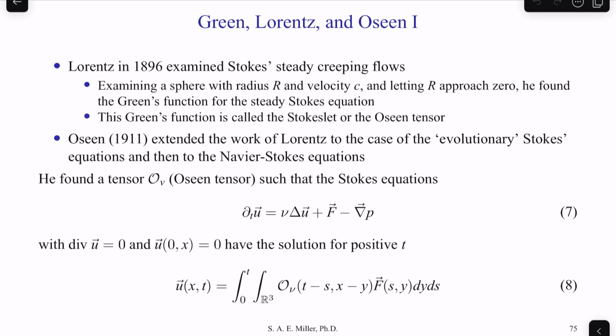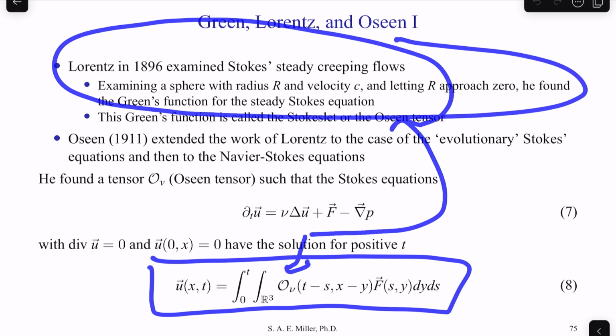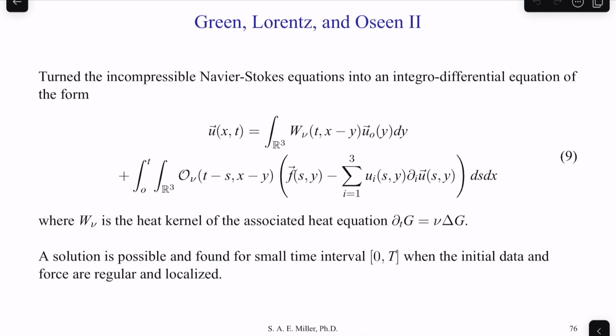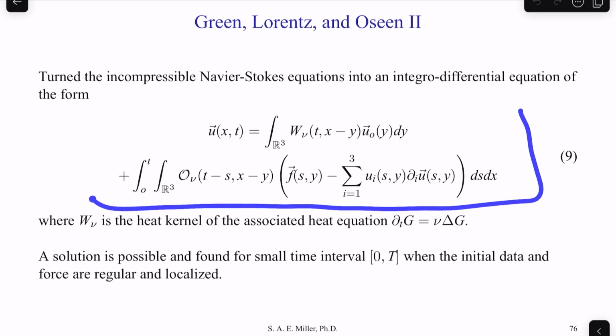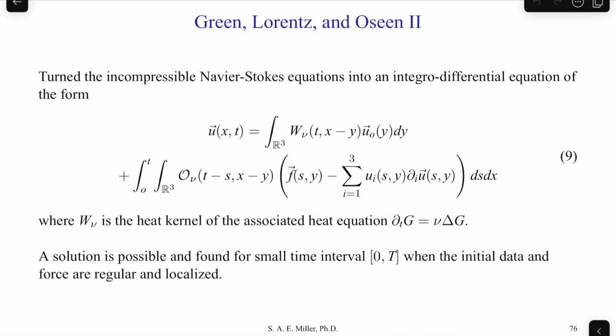Oseen in 1911 extended the work of Lorentz to the case of evolutionary Stokes equations, and then to the Navier-Stokes equations, and found a tensor, the Oseen tensor, such that the Stokes equations can be written this way with a closed-form solution. This is the Oseen tensor, which is basically like a Green's function for the problem defined by Lorentz. For incompressible Navier-Stokes, we can write the closed-form solution as an integral differential equation, equation 9, like this. You'll see that this is indeed a closed-form analytical solution for the velocity field in the incompressible flow without the nonlinear term.